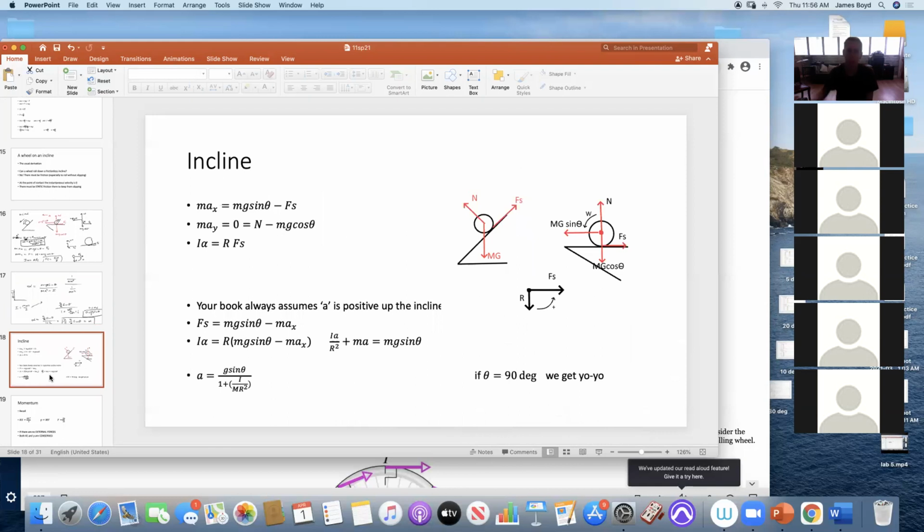So going back through this, I flipped it on its side like normal. I got MA is mg sine theta minus Fs, and N minus mg cos. And then the only torque was this static friction at a distance of r. And then solve this equation for Fs. So Fs is mg sine minus ma. I alpha over r, so Fs is I alpha over r. And if I write I alpha over r and then multiply by r on both sides, I get this.